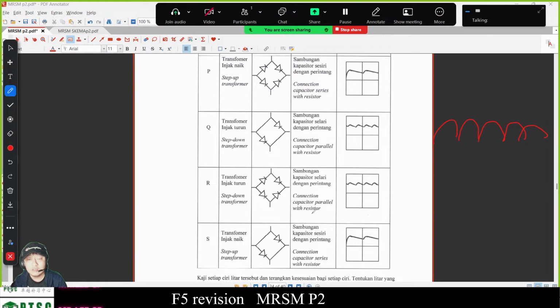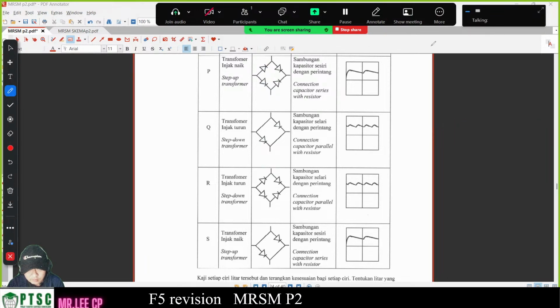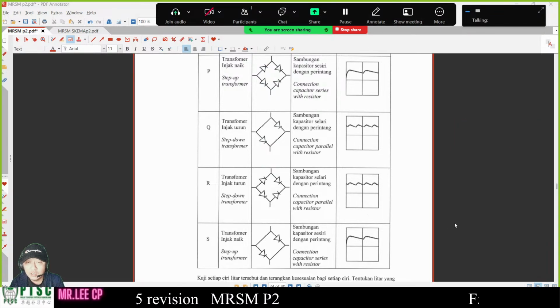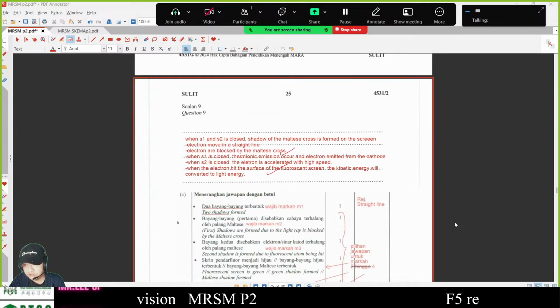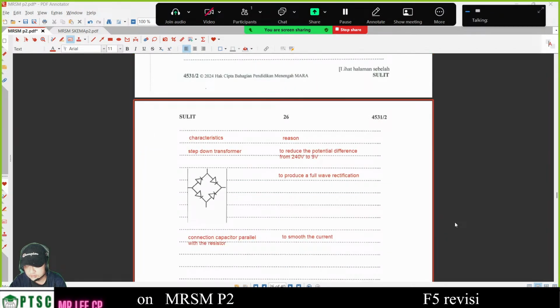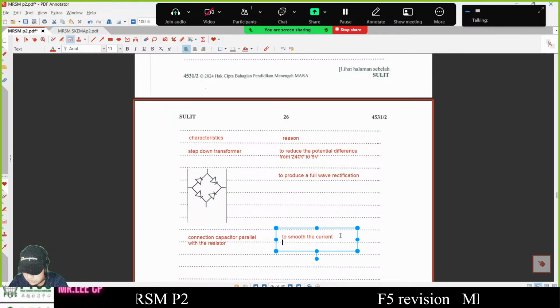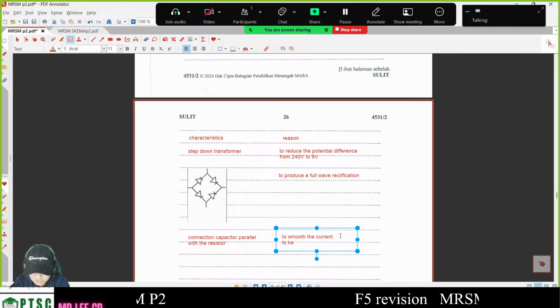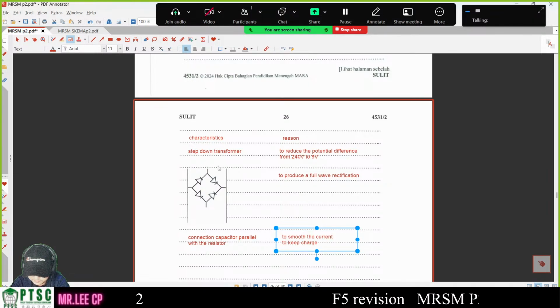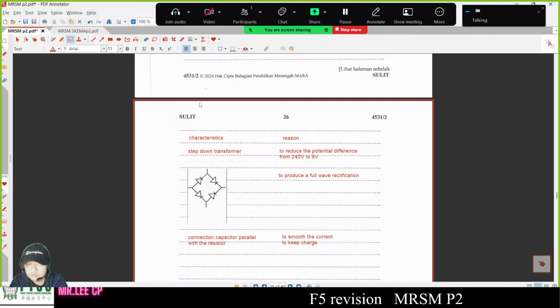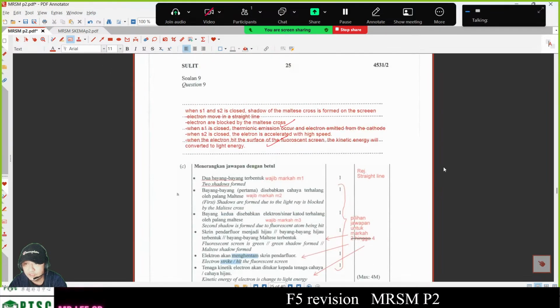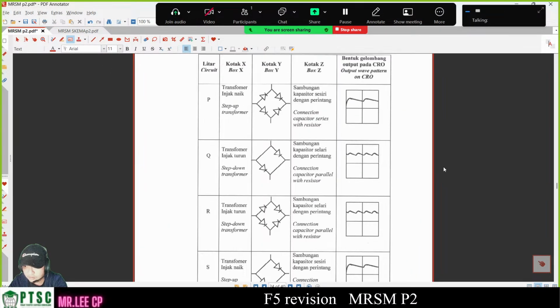But they are asking why the capacitor is parallel with the resistor. Because I'm not sure which one got marked, you can add in another one: to keep the charge. You can write another one, no worry. You write both if you're not sure. Like me, I'm not sure which one got marked, so I write both.